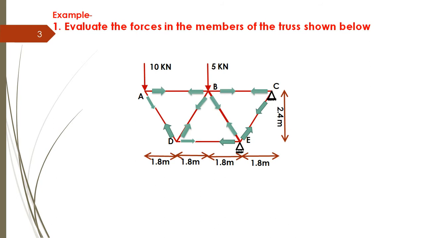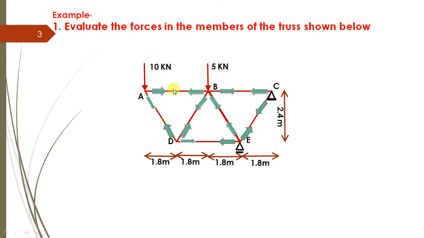Now example number 1. Evaluate the forces in the members of the truss as shown in the figure. Now observe this truss. This truss is supported at point E and at point C. At point E there is which type of support? Roller support. And at point C there is a hinge support. The arrows shown in green color are not given in your problem.